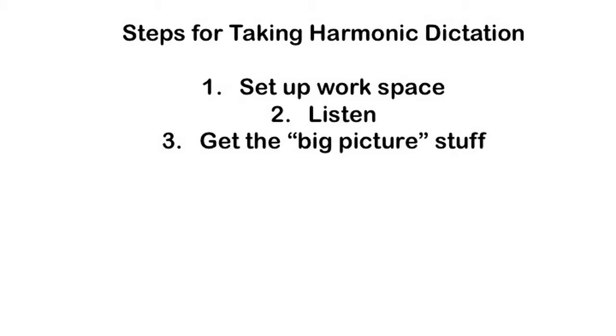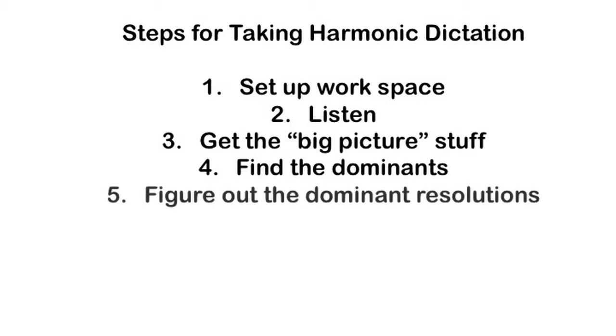The next step is to find your dominants. Dominants are the placeholders in tonal music. When we identify those dominants, dominant chords can only resolve a handful of places in very specific ways, so we're going to make sure that we identify those dominants first, and then we figure out how those dominants resolve, which is step 5. Find the resolution of those dominants.